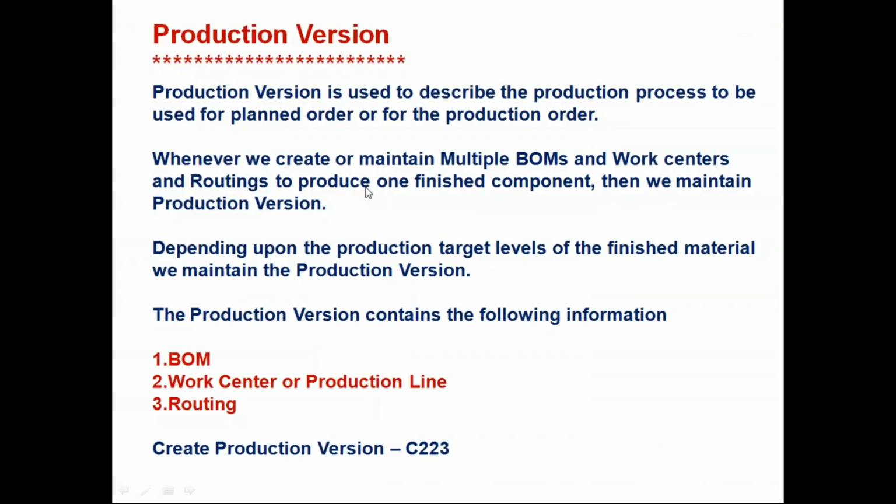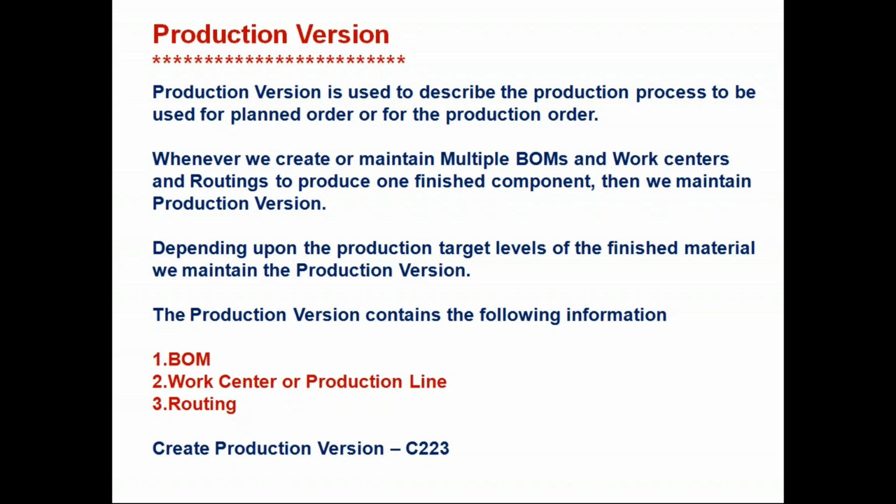Now next is production version. This is mainly used in the repetitive manufacturing process only. What is the function of production version? For example, if you want to produce a finished material and you have multiple compositions of BOMs, work centers and routings to produce it, listen carefully. If you are maintaining multiple BOMs, multiple work centers, multiple routings to produce a finished component, then we'll go for production version.